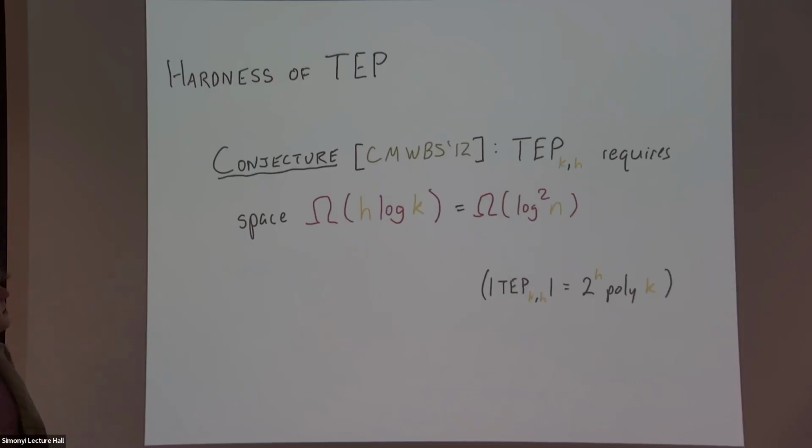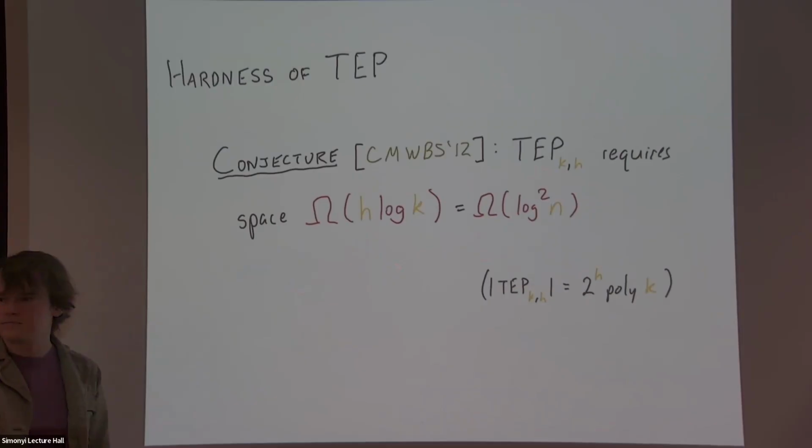So in fact, this conjecture by Cook et al. was that tree evaluation requires this much space asymptotically. h values of log k bits need to be remembered, which would give you a log squared space algorithm, which is well outside of L. This would be enough to separate L from P.